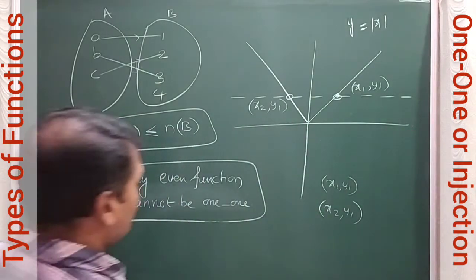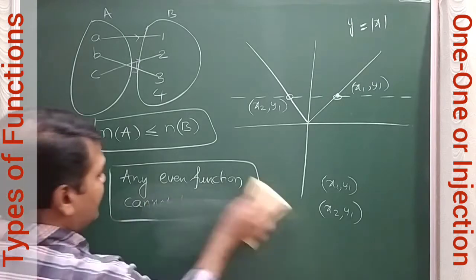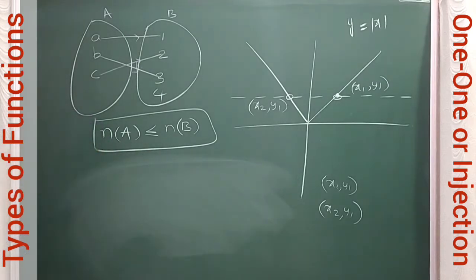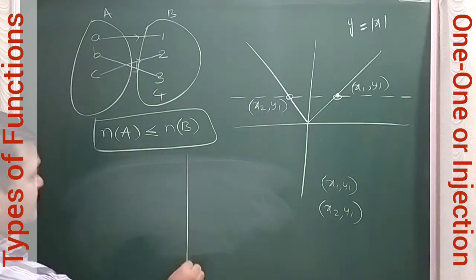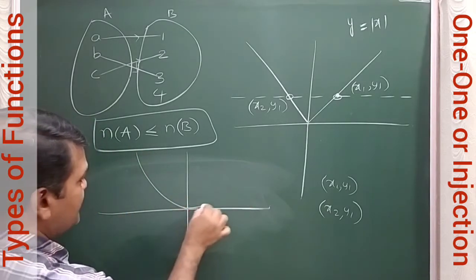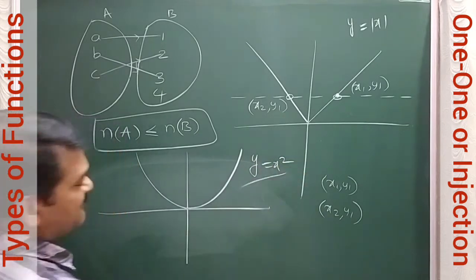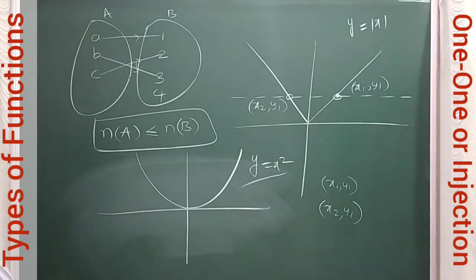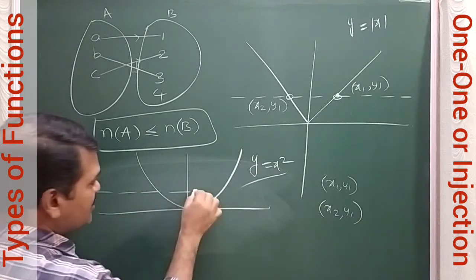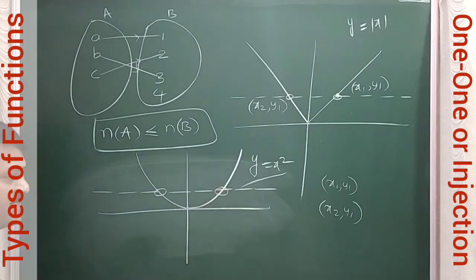I'll take one more example. For any even function, it cannot be 1-1. So let me take another even function, for example y = x² graph. Even this is an even function. Even this is not 1-1, because when you draw a horizontal line, it cuts more than once. So it is not 1-1.